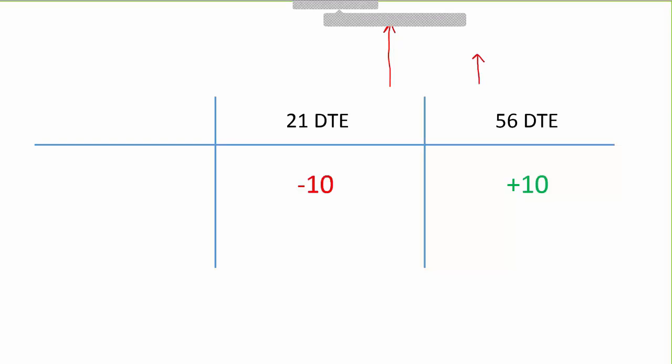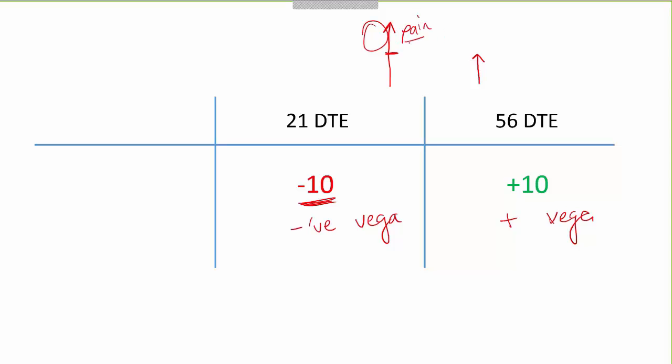Why do we care? Well, we care because we are short 10 contracts in this month. If we're short 10 contracts, that means we are negative Vega here, and we are positive Vega here. So up until this point, everything's hunky-dory. The second that the IV increases even more on this month, this is pain for us, because we're short that month, even though we're long the back month. This is why this kind of setup doesn't work.